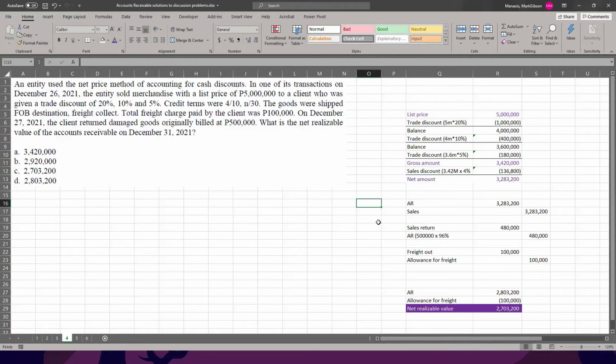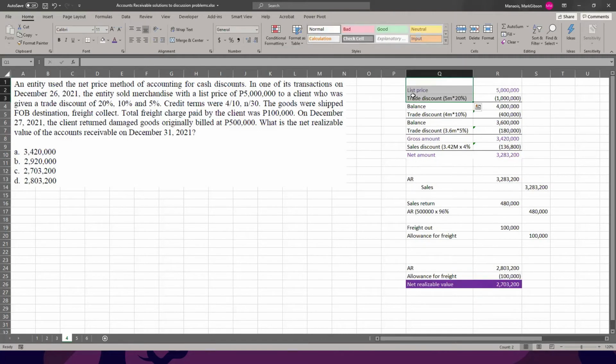Okay, so ano ba yung entry natin dyan? So it's a debit to AR and credit to sales of 3,283,200. So paano na-compute yan? Ayan, yan yung ginawa natin nung umpisa. Okay. Next, we have to calculate for the sales return.